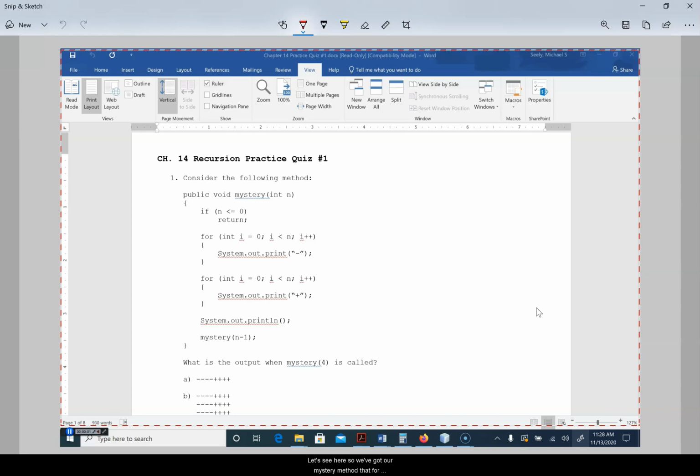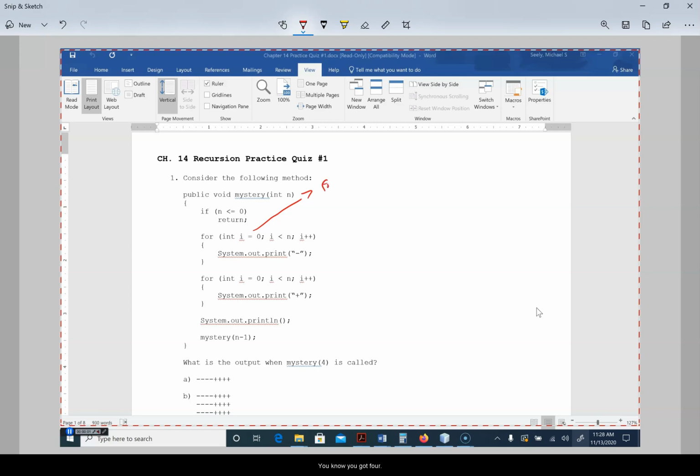Let's see here. We've got our mystery method that 4 is passed into it, so n is 4. Basically, how I do this is I would do my first 4 in my table up here. Is 4 less than or equal to 0? No. So then we would skip this, and then we'd have our for loop up here.